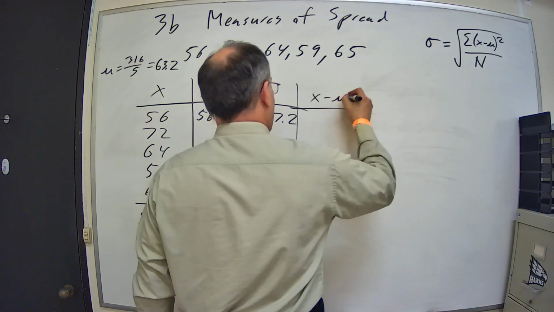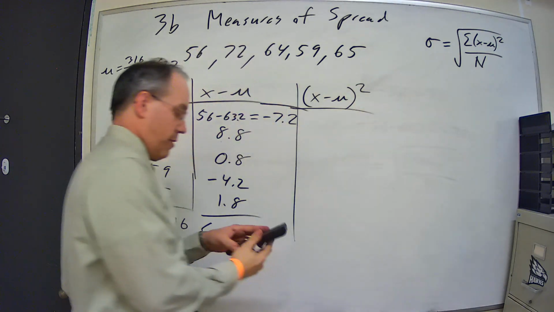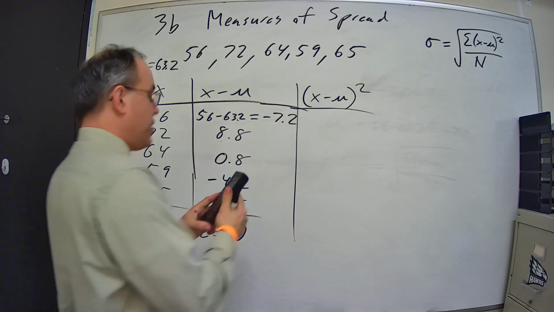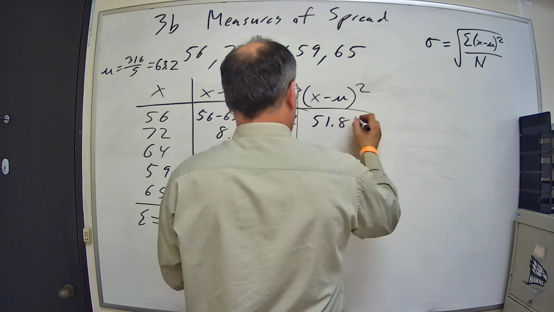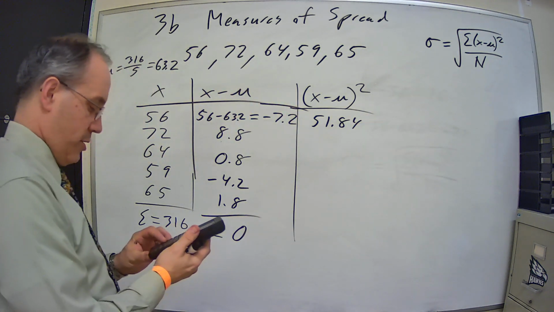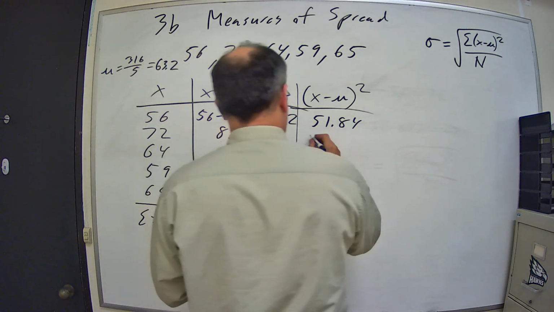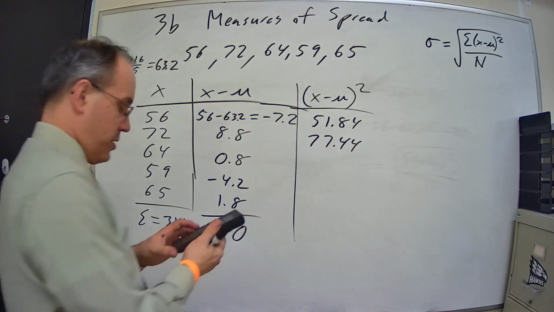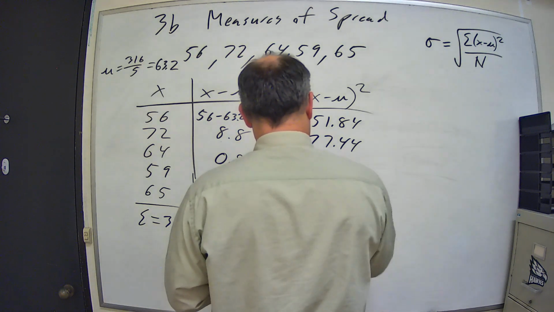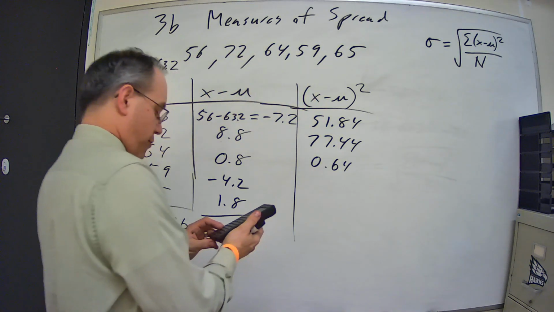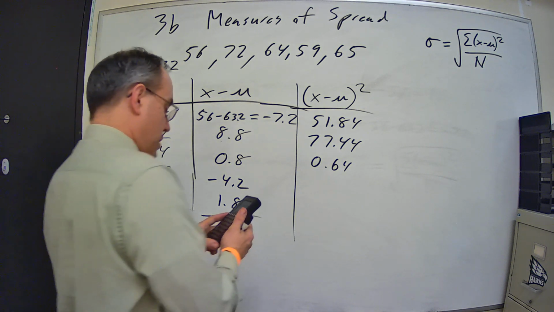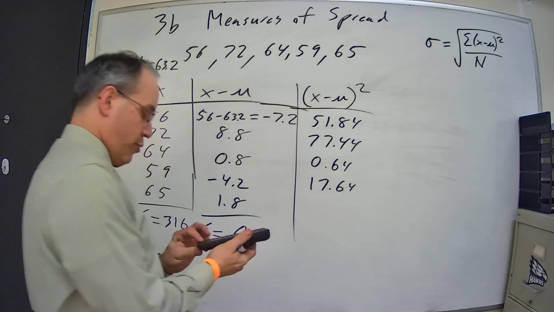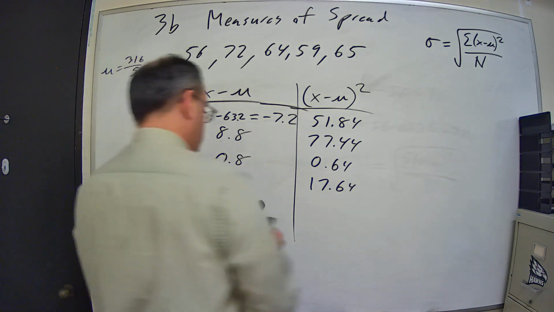So x minus mu squared. So we've got 7.2 squared is 51.84. 8.8 squared, 77.44. 0.8 squared, 0.64. Negative 4.2 squared, 17.64. And 1.8 squared, 3.24.